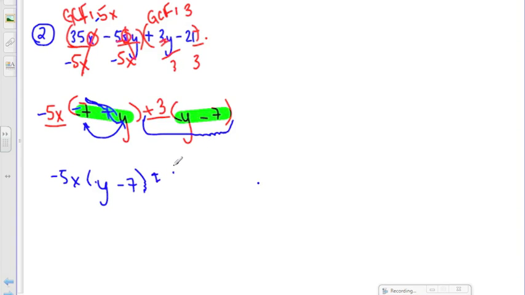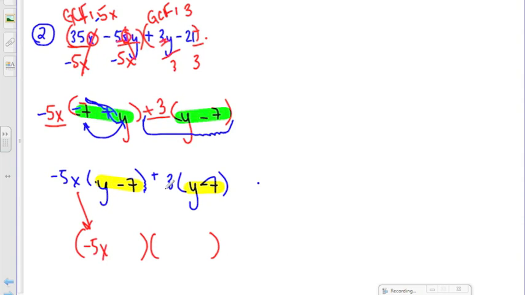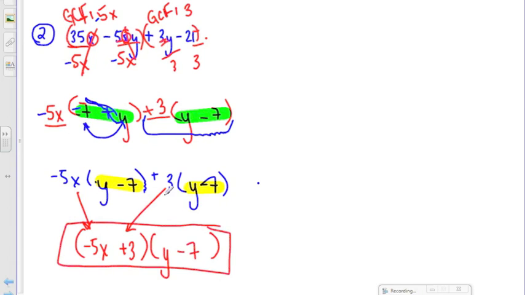So plus 3 times y minus 7. Now we double check. Our parentheses are the same, y minus 7 and y minus 7. So now we write our answer. We get 2 parentheses big enough for binomials, so 2 binomials. And our GCF goes in the first one, so negative 5x plus 3. And then we drop down our parentheses, that's the same, y minus 7. And that's our answer. Let's see one more example.